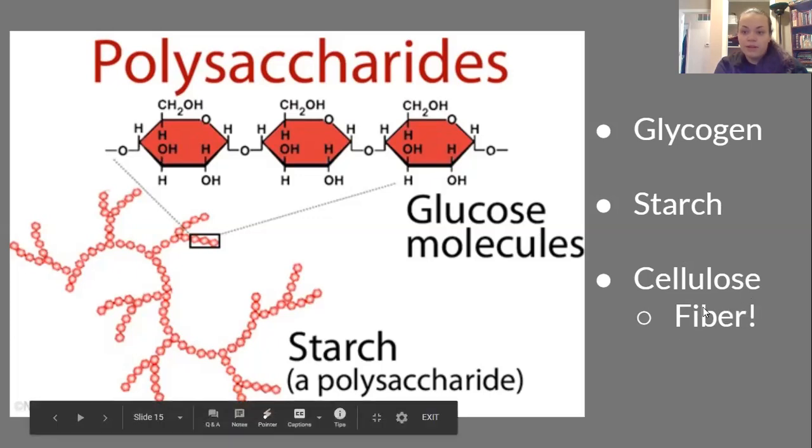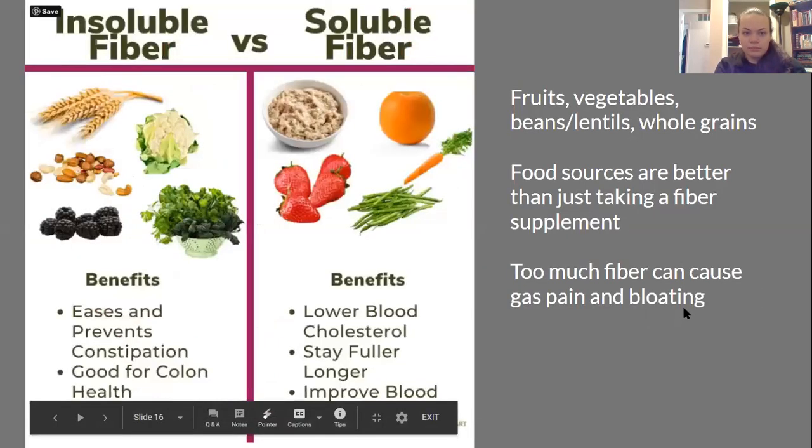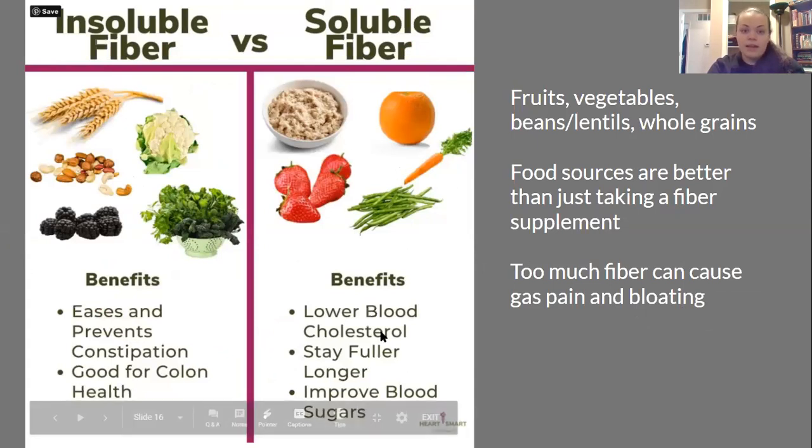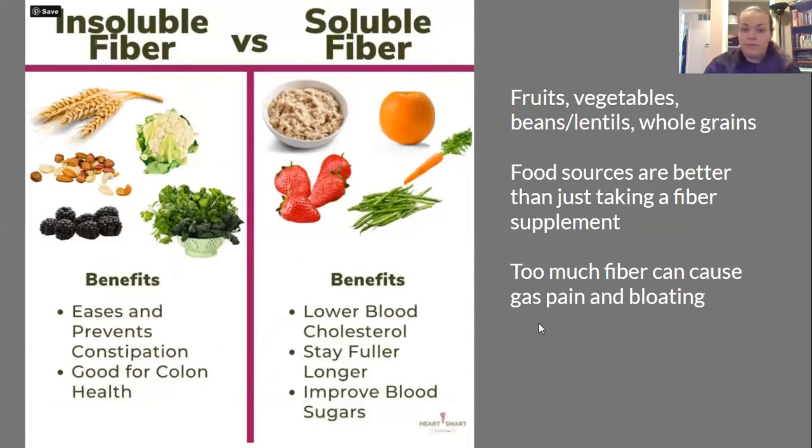So we're going to talk about taking in fiber in your diet. There's 2 different types, insoluble and soluble. Soluble just means that it can be dissolved in water, and so your body can digest it. The benefits of soluble fiber include lowering your blood cholesterol, staying fuller for longer, and improving your blood glucose levels, your blood sugar levels. Insoluble fiber is actually something that your body cannot digest fully, so it's going to go all the way through your system.